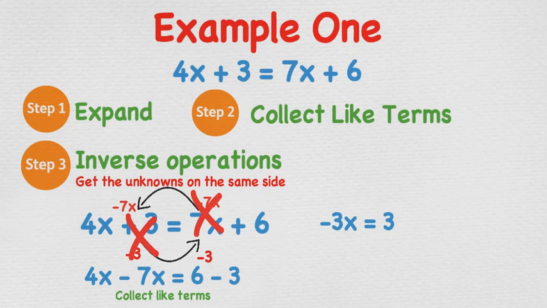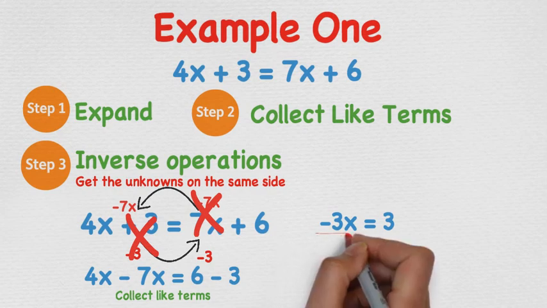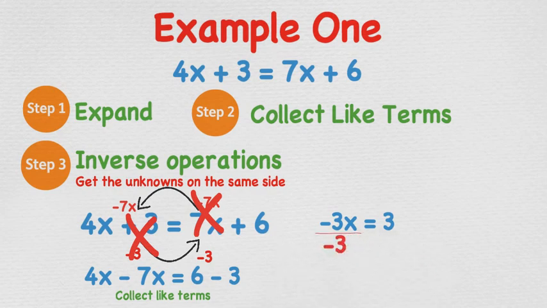Now to get the x by itself, we need to use the rule inverse operations again. So we divide the negative 3x by negative 3. If we do this to one side, we must do it to the other. So we divide the 3 by negative 3 also. Therefore, x equals negative 1. This is the final answer. This equation was the easier of the 3, as there was no expanding or collecting of like terms earlier.